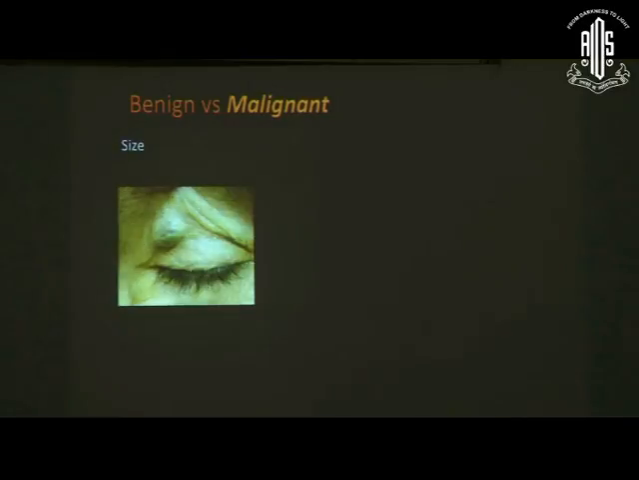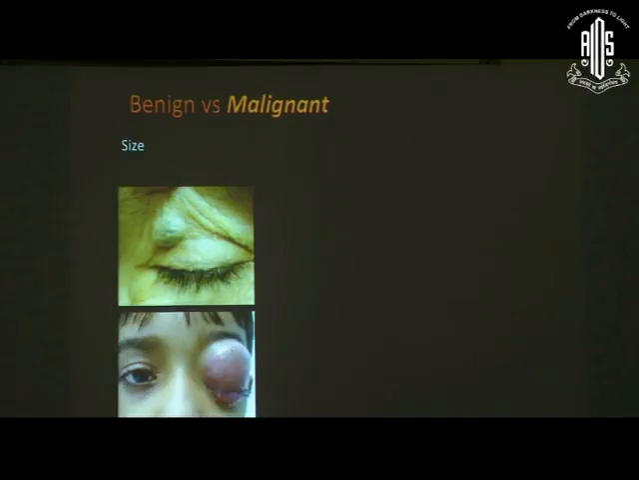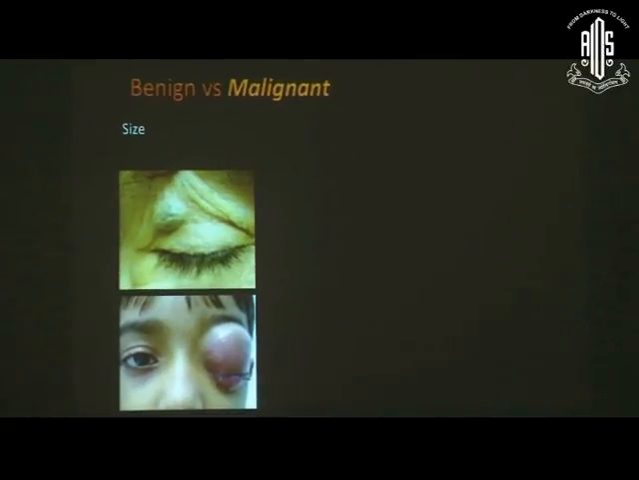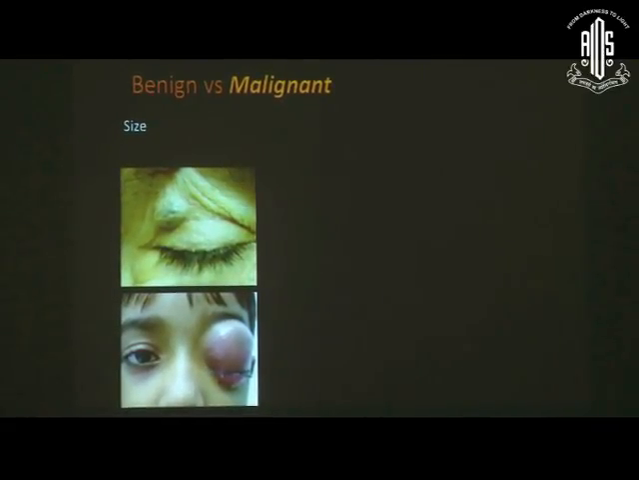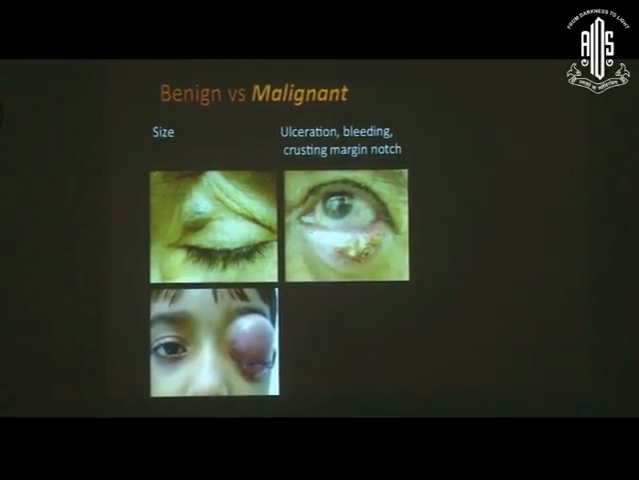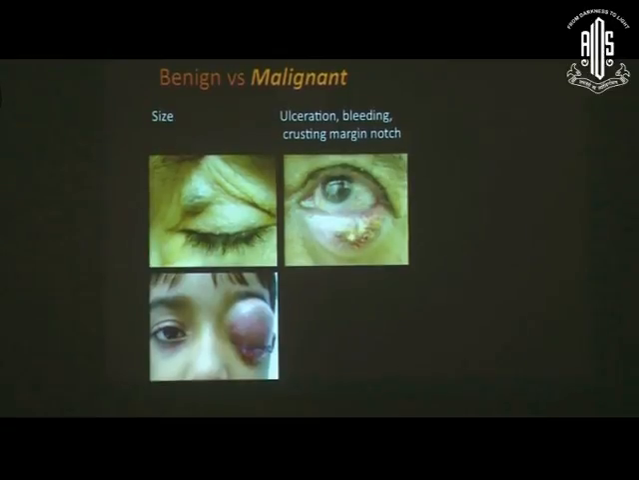So coming to size, you can have something which is growing slowly, something which has grown slowly with certain changes, or something which has grown rapidly over a few days and months. Obviously, rapid growth indicates more towards either a catastrophic event or possibly a malignant lesion. We have ulceration, bleeding, crusting, margin notching.